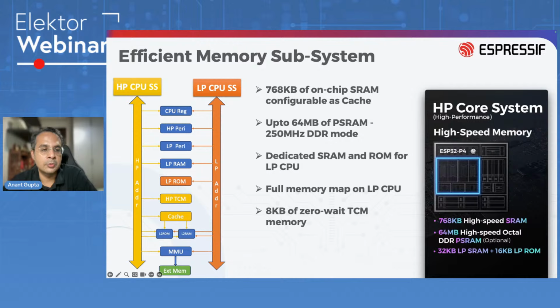And then another major thing is that, as you can see on the memory subsystem, the LP core has access to all the memory peripherals, all of the on-chip memory, as well as the MMU to access the external memory. So the LP core can actually act as the main microcontroller, and the HP core can act as an accelerator. So your main application can run on the LP core, having access to each and every peripheral on the system. And then you can enable the HP CPU just as an accelerator.